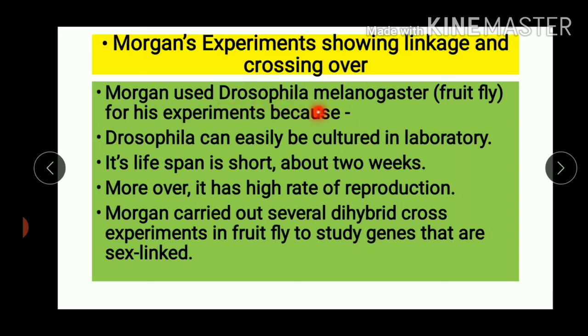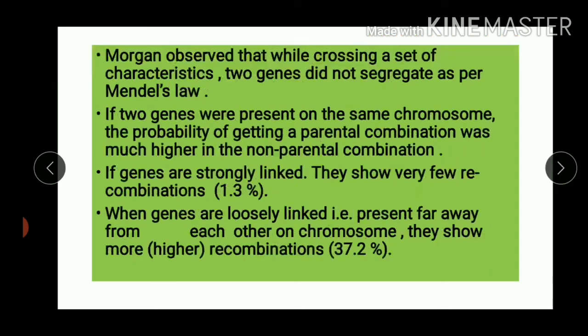Morgan used Drosophila melanogaster fruit flies, the flies which come on the fruit. So they are called fruit fly. For his experiment, the reason is Drosophila can easily be cultured in the laboratory. This is the first reason. Second reason, its lifespan is very short, about 2 weeks. Moreover, it has a high rate of reproduction. Morgan carried out several dihybrid cross experiments in fruit fly to study genes that are sex linked.